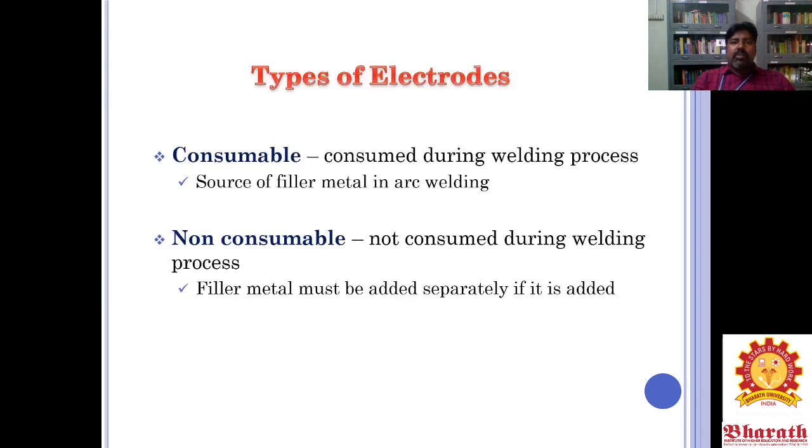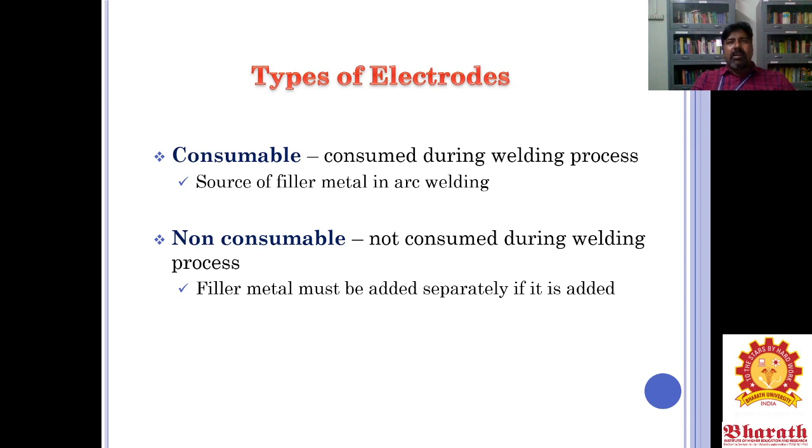We come to the electrodes. What are electrodes? Electrodes are normally classified into two types: the consumable electrode and the non-consumable electrode. See, first the consumable electrode. A consumable electrode is not only used to produce an arc between the workpiece and the electrode, but also provides the filler material during welding. So it is consumed during the welding, right?